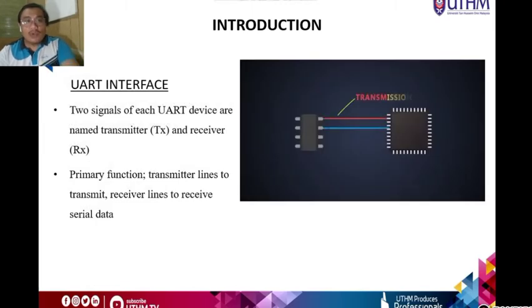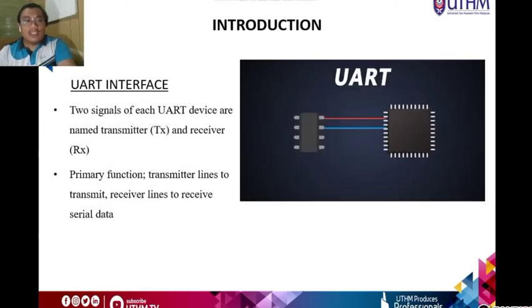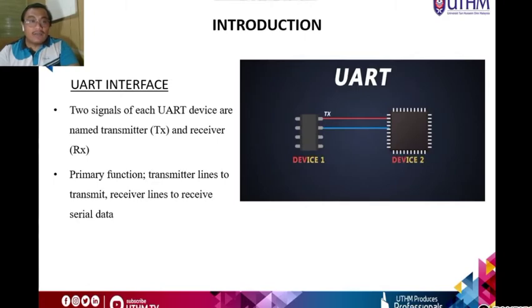Next is UART interface. Two-way signals of each UART device are named transmitter and receiver. The primary function of each transmitter and receiver line is to transmit and receive serial data of serial communication. A controlling data bus is linked to the transmitting UART, which transfers data in parallel. The data will be serially sent bit by bit to the receiving UART across the transmission line wire.